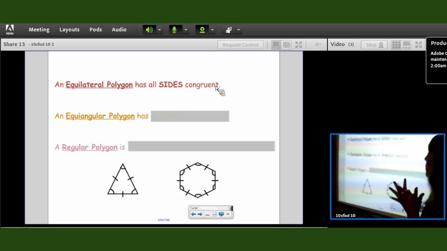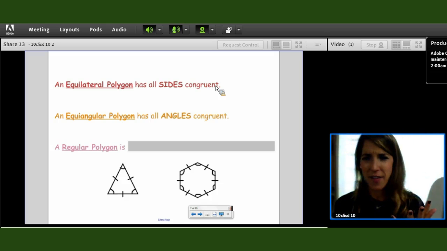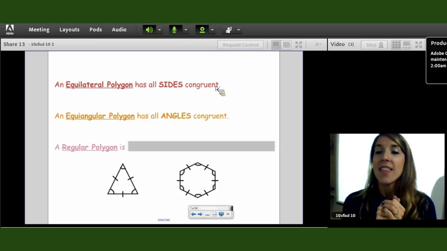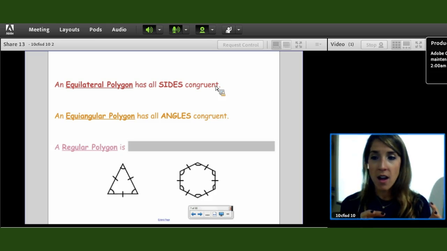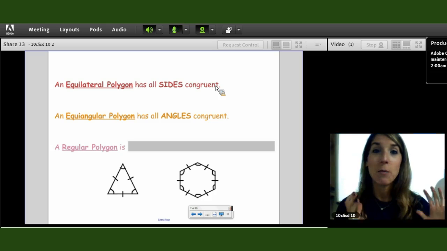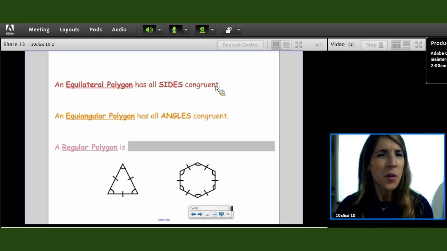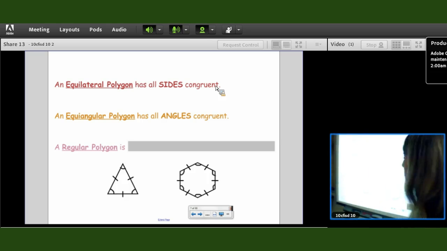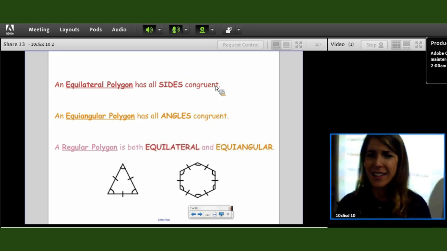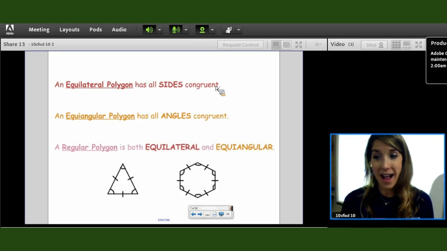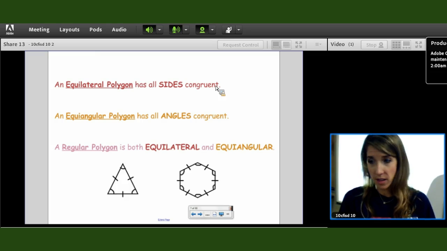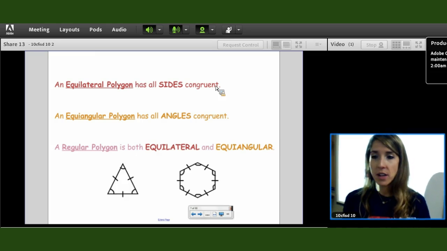Equiangular means all angles are equal. Then, if your polygon is both equilateral and equiangular, it receives a promotion, and it is called a regular polygon, which isn't that great of a name for a promotion, right? Regular seems like it's ordinary or boring, but actually it's a very, very special polygon. So it'll have tick marks on every side, and it'll have arcs on every angle.